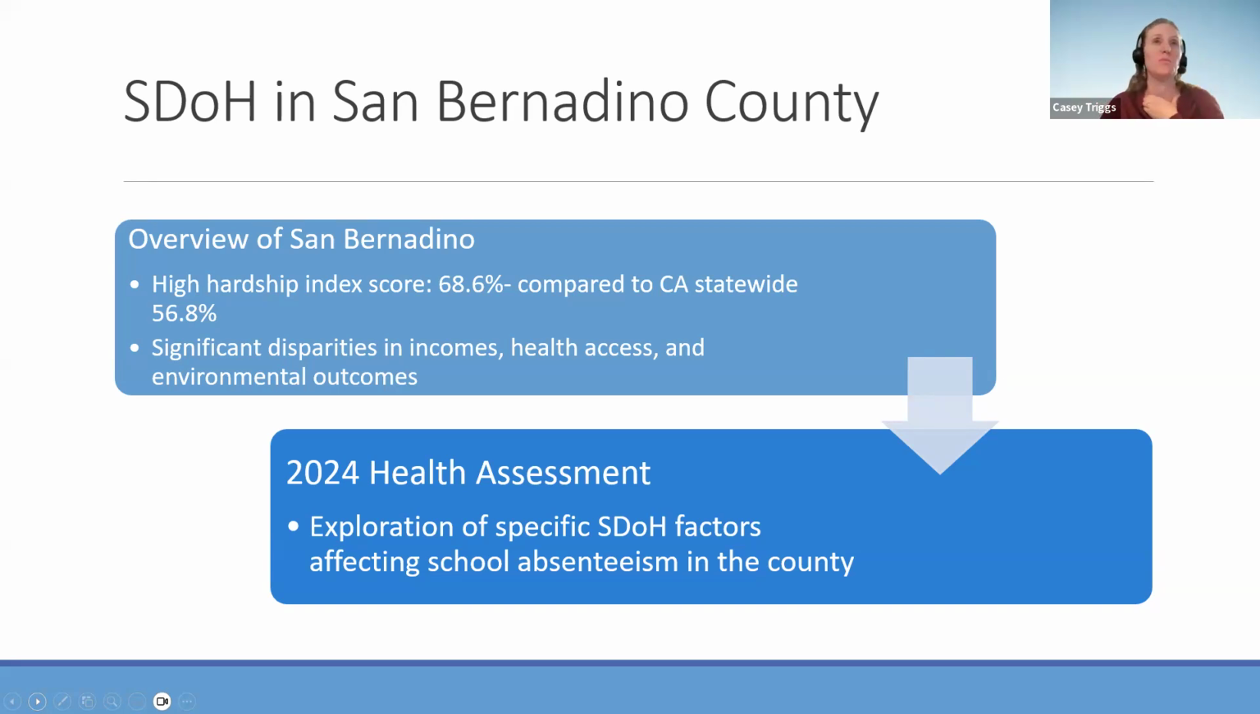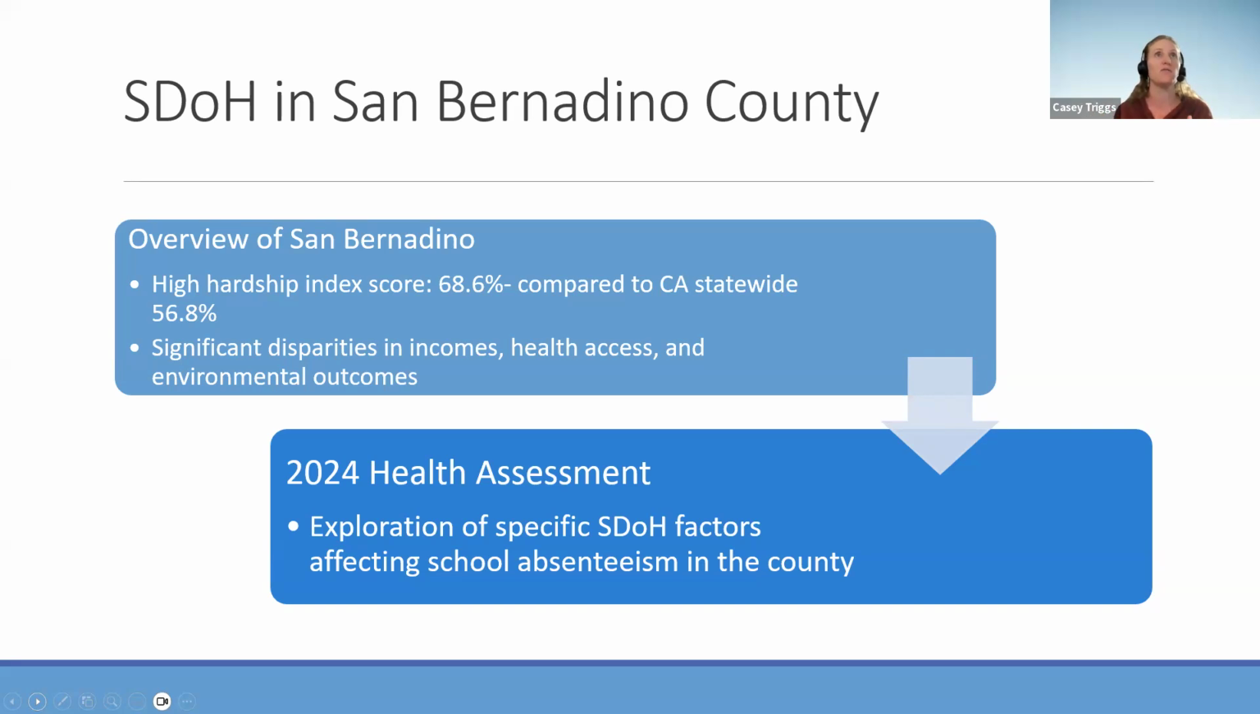But in order to really bring this topic to light, I did some investigation and I found a really thorough community health assessment on the San Bernardino Public Health website. It's a 2024 health assessment. And they also have an improvement plan for 2024 to 2029. And most LHJs put these together on a regular basis. It's usually part of grant cycles, and really it's like a report card for the county.